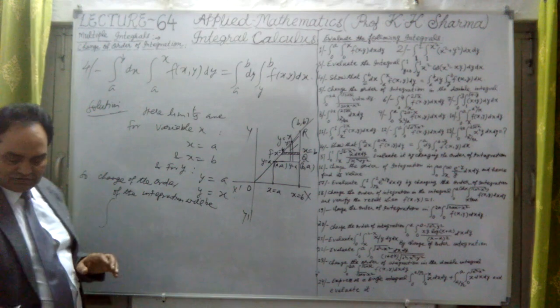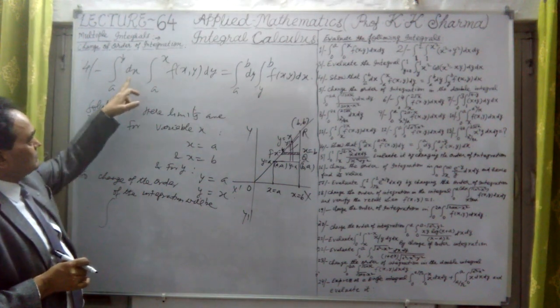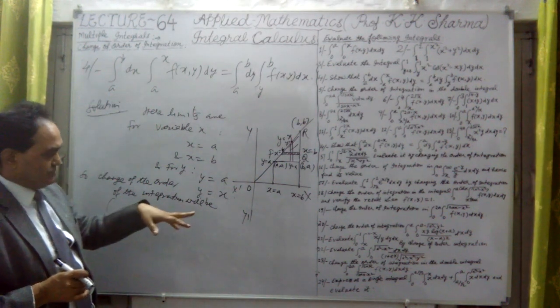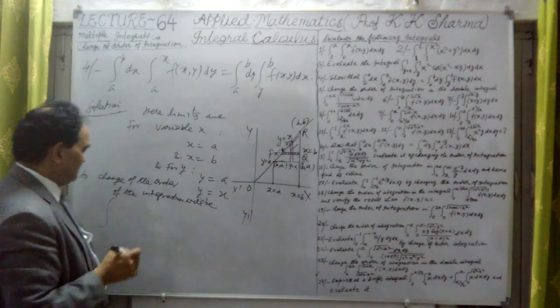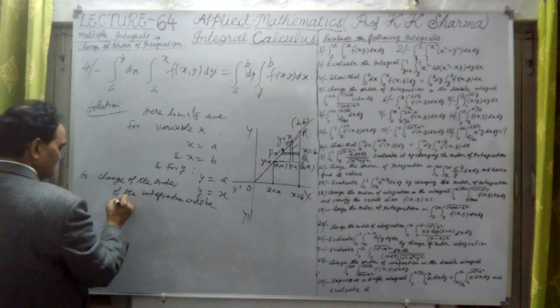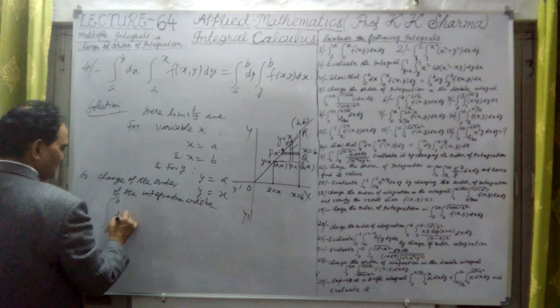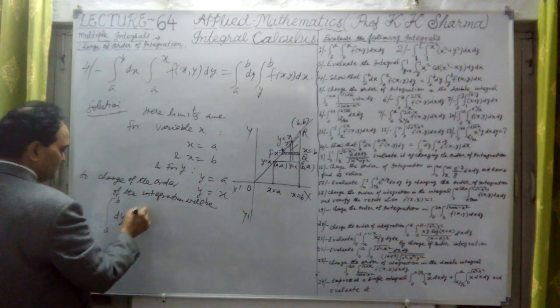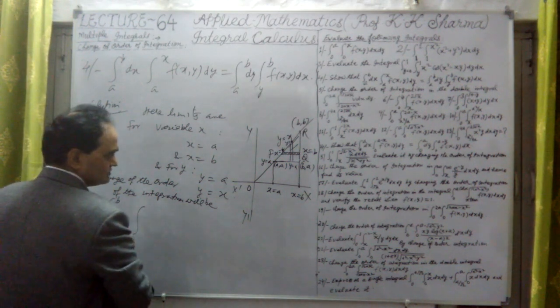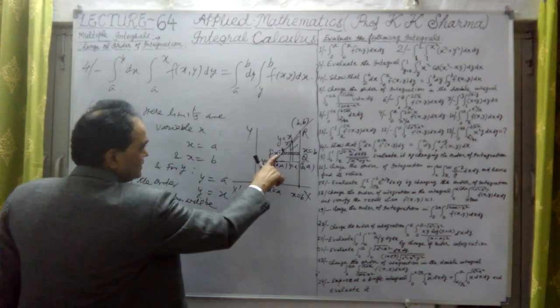Now first we have to write here. Here we were given the x value. Now for y, a to b. First is a to b for y. Second is for x. Now x is here, x equal to y.